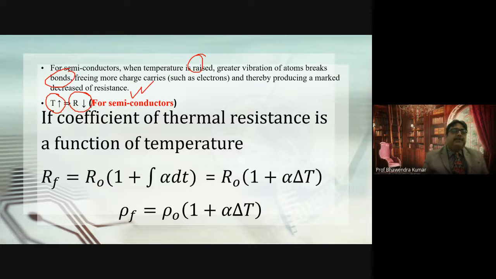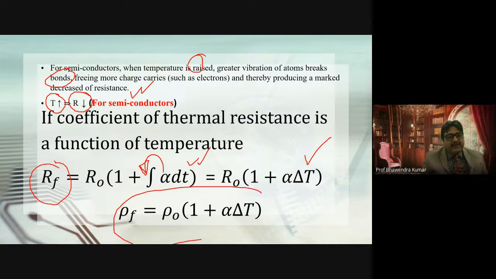In general, if the coefficient of thermal resistance is a function of temperature alone, then the final resistance will be R naught into 1 plus the integral of alpha dt. Generally, we consider alpha to be a constant quantity. We can take it out and write R equals R naught into 1 plus alpha delta t. Similarly, for resistivity the same relation holds: rho f equals rho naught into 1 plus alpha into delta t. You can write it if you want.